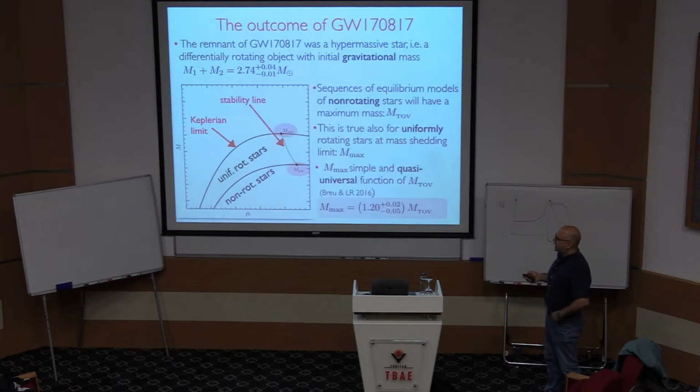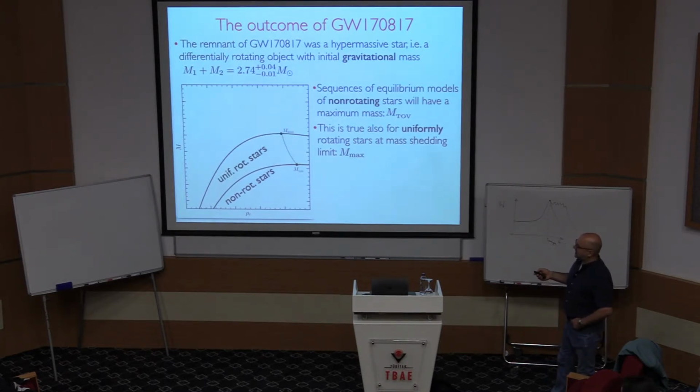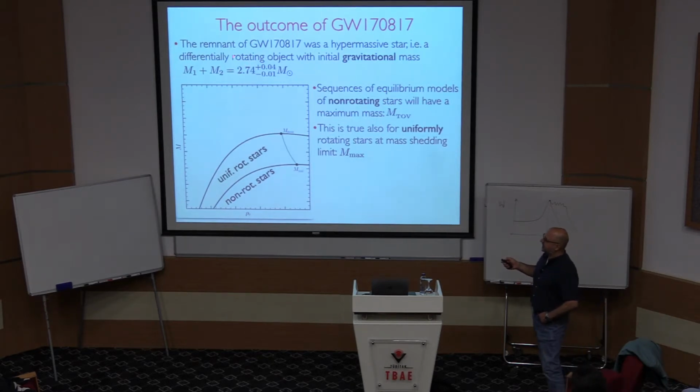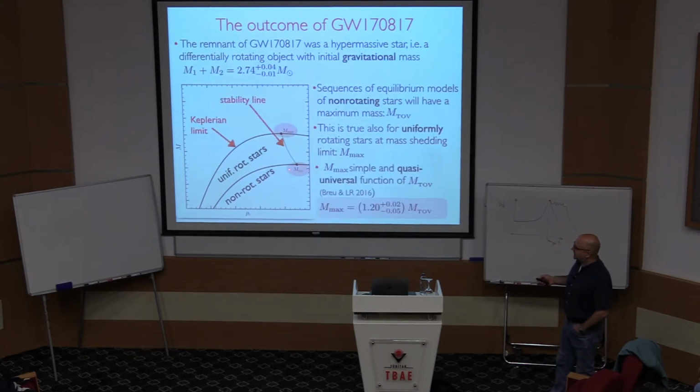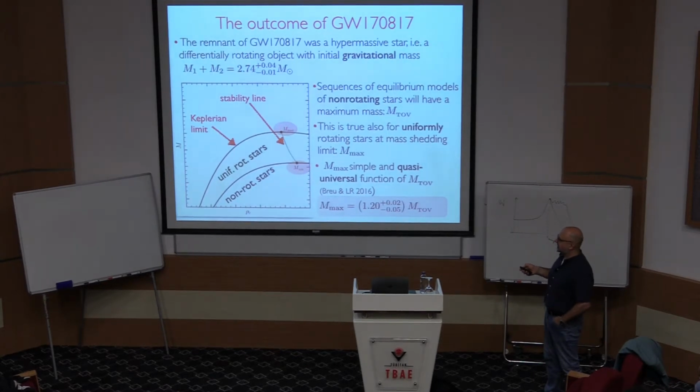Now, why is it that we can tell what the maximum mass is? My claim is that by looking at this number, I can tell you what this number over here is, independent of the equation of state. The reason I can do this is there is a universal relation that relates M max to M TOV. So independently of the equation of state, once you know M TOV, you know that M max is 20% larger than M TOV, or vice versa. If you know M max, you know that by 20% less you have M TOV.